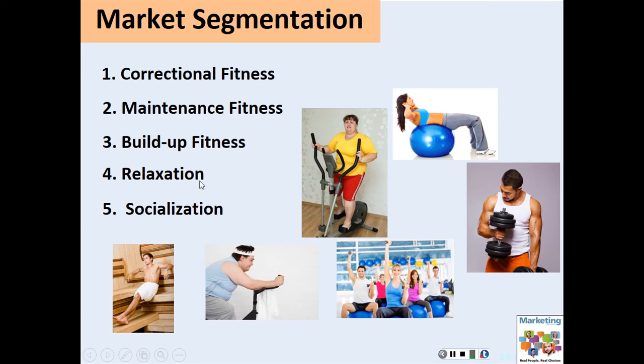Okay. And then relaxation, so this person is looking for relaxation. Socialization, these people are probably looking for socialization. They might also be looking for maintenance fitness. Again, we would need to know more, but this is my example of benefit segmentation for the exercise market, and I'm done with it.